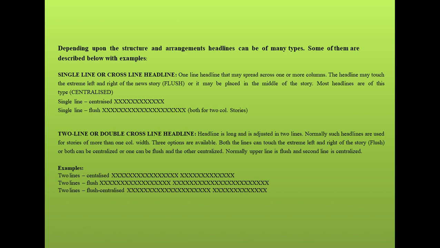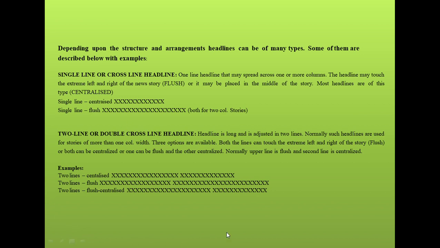Headline is long and is adjusted in two lines. Normally, such headlines are used for stories of more than one column width. Three options are available. Both the lines can touch the extreme left and right of the story, or both can be centralized, or one can be on the left and other centralized. Normally, upper line is flush and second line is centralized.